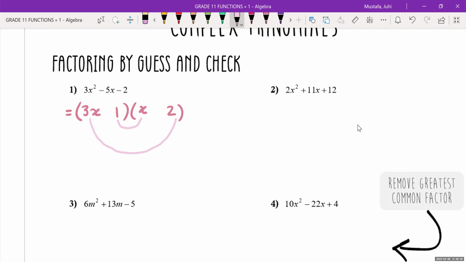Anyone use this in grade 10? Some of you are familiar with it, kind of? Okay. Some of you may have used the crisscross method. Either way, it's all the same stuff.